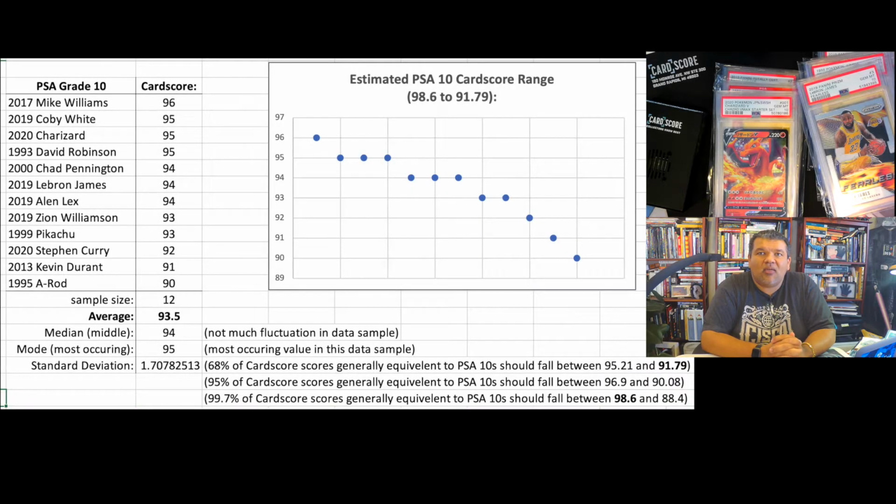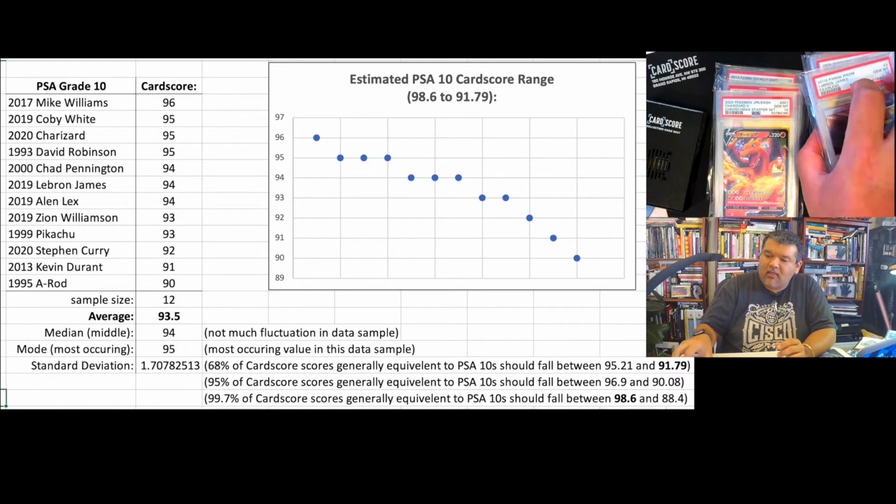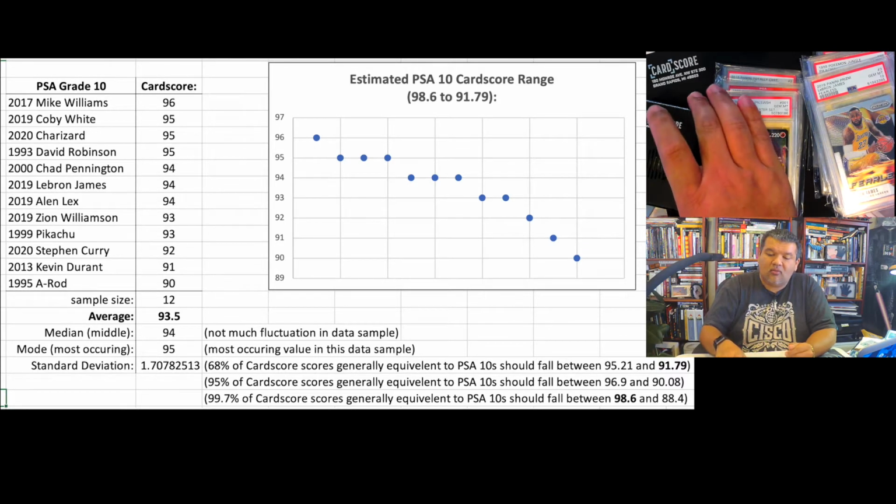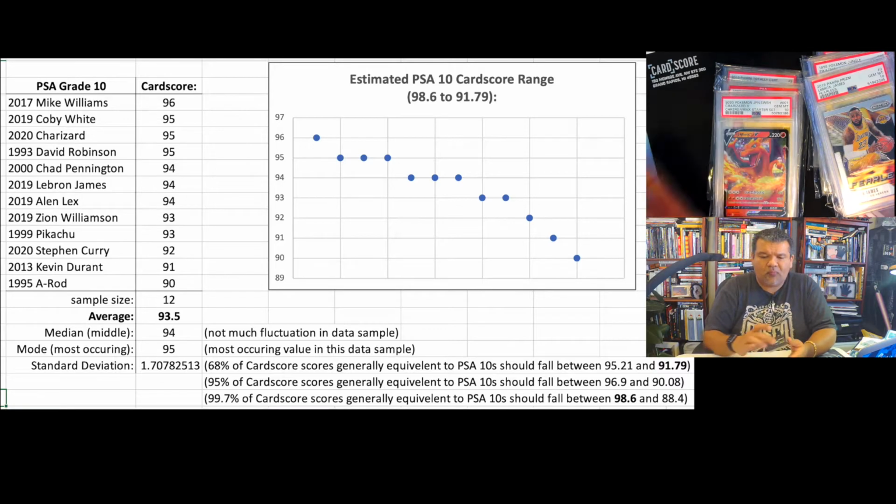In this video, we're going to take a look at a comparison between PSA 10 graded cards and Cardscore. What I've got on the screen right now is a group of 12 PSA 10 cards that I sent to Cardscore for grading.